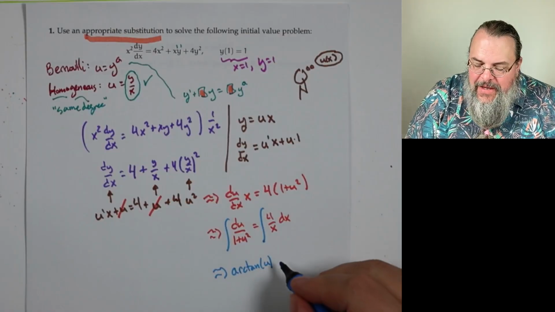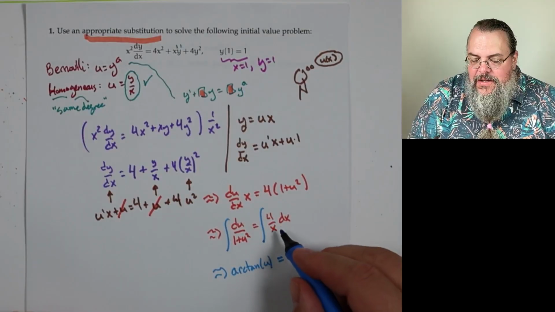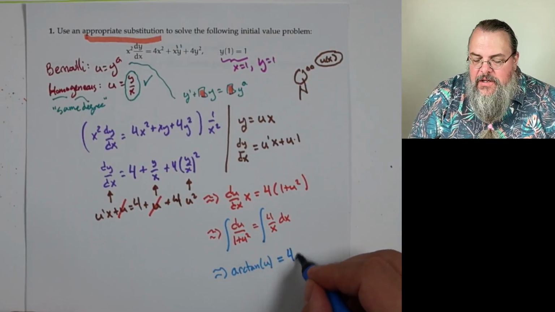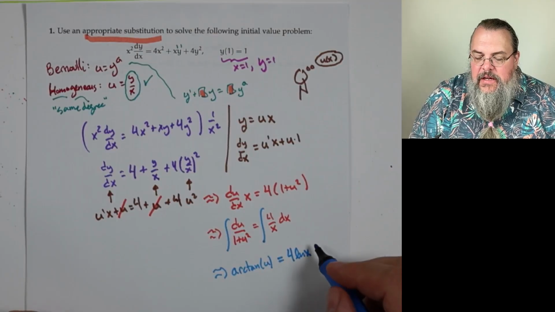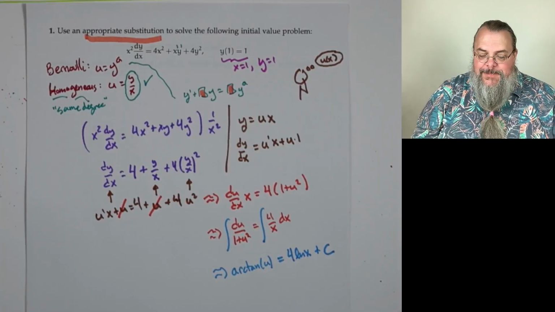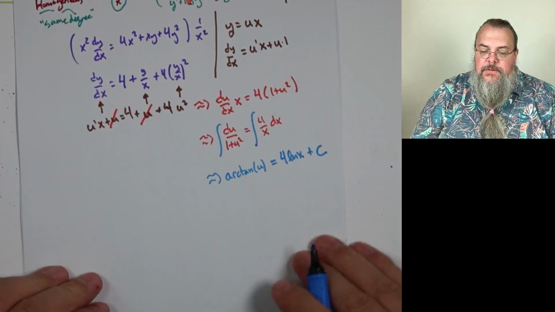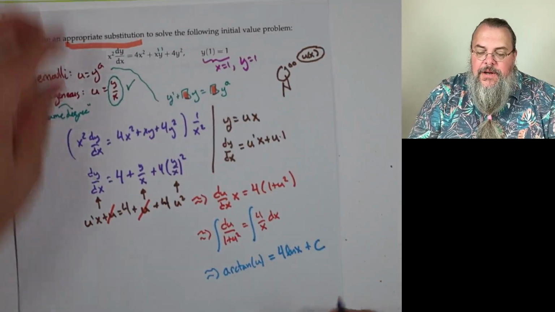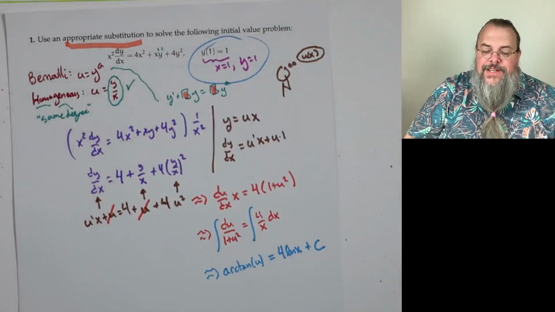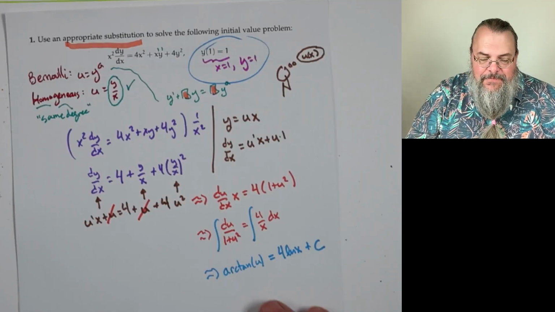All right. Sorry, just got a little excited there. Arctangent u. Integral of 4 over x. Well, that's 4 log x. And don't forget, you need a constant somewhere. Now, let's, whoops, I need something from up here. We have some initial conditions. Don't forget about your initial conditions. So let's plug those in.